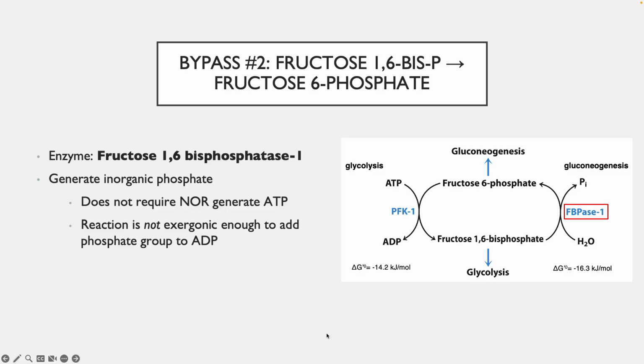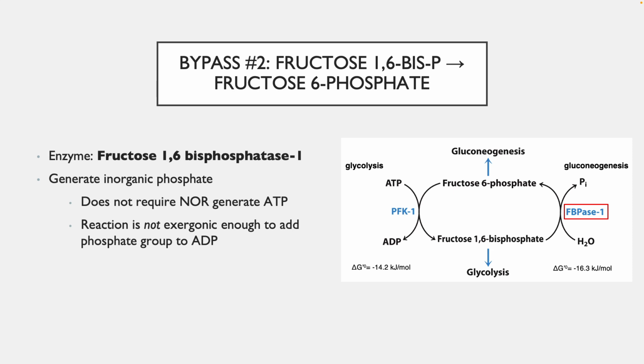In terms of bypass reaction 2, I didn't include this in the slides, but essentially we end up having our fructose 1,6-bisphosphatase. This is our new enzyme, right? And this is going to basically take our fructose 1,6-bisphosphate. FBPase1 is going to dephosphorylate fructose 1,6-bisphosphate at the 1-phosphate carbon, if that makes sense. That phosphate group that's attached to carbon number 1, it's going to dephosphorylate that, and it's going to form our fructose 6-phosphate.